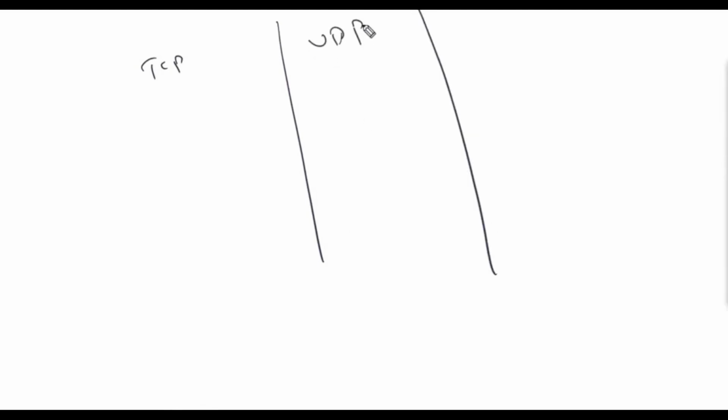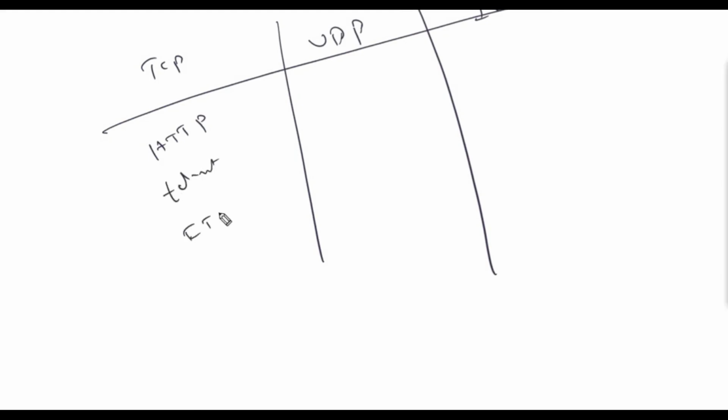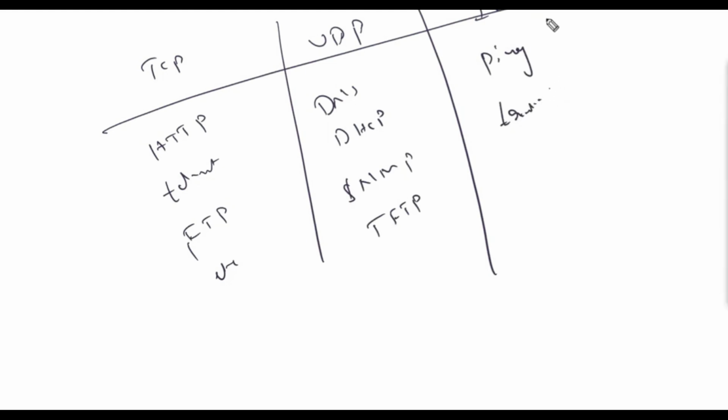TCP, UDP. Prakash, you know TCP, UDP, right? Yes, sir. The ports which come under TCP are HTTP, Telnet, FTP, etc. But when it comes to UDP, we have DNS, DHCP, SNMP, and TFTP. But when it comes to ICMP, we have ping and trace. These all come under these things, correct, Prakash?